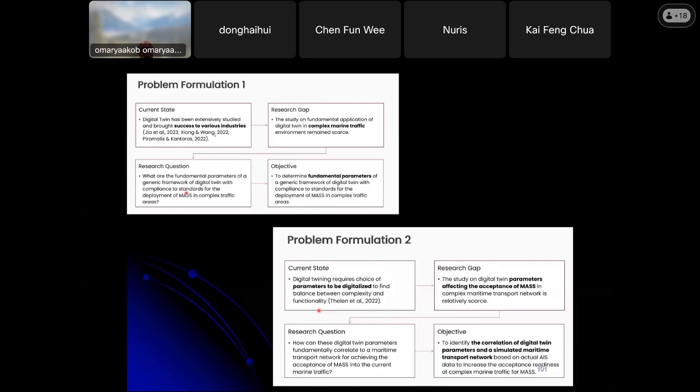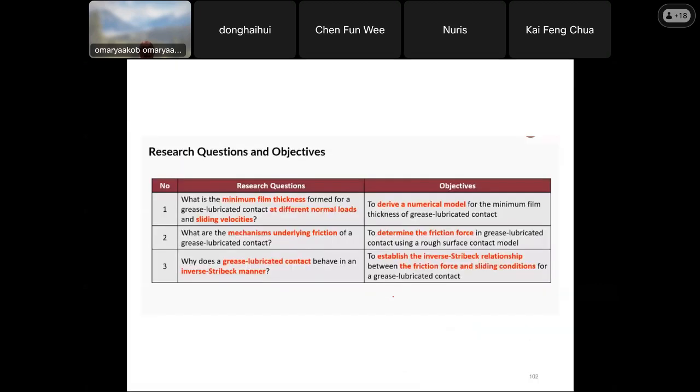Here we see the way it is written. To get to objective 1, they say what is the current state, what is the research gap, what is the research question, and finally the objective. So you can see how it developed from the research gap, which is the problem statement. It goes to that. What's the fundamental parameter? So determine the fundamental parameters. The other one is how can this digital twin parameters fundamentally correlate a mental transport network and so on to identify the correlation of digital parameters. See, so how they develop a cascade from there.